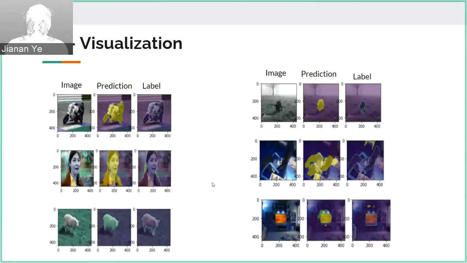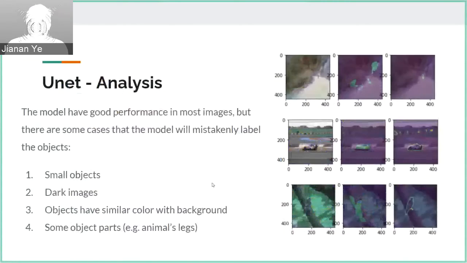As we can see, the model has good performance on most images, but there are some cases where the model will mistakenly label objects, like small objects, dark images, objects that have similar color to the background, and some object parts. The images on the right are some case samples.